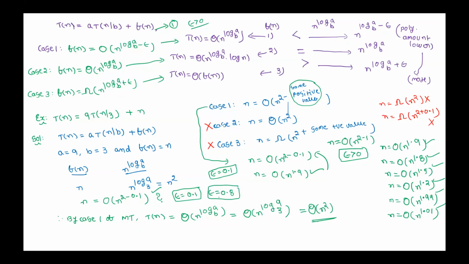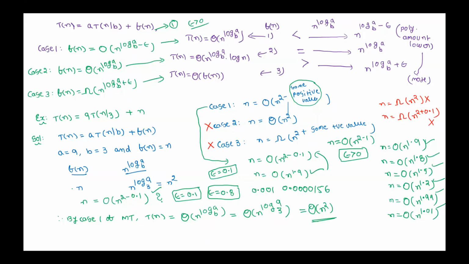Sir, we can take any value. 0 to 1, any value, infinite number of values are there for epsilon. 0.1, 0.001, 0.0000001, like this infinite number of values are there for epsilon. One value is enough for us. Okay. So is this clear? If T of n is 9 times T of n by 3 plus n, what is T of n?